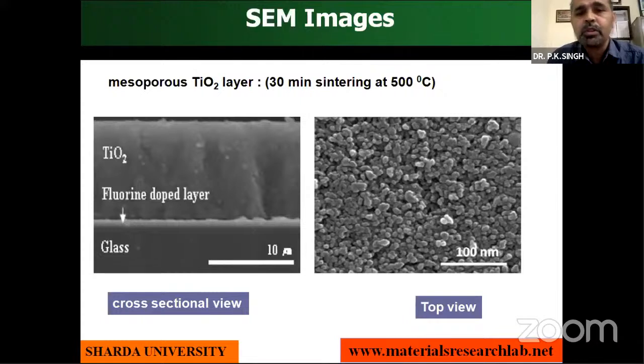Now I am going to show you a few characterization results related to the working electrode. This is an image of the working electrode doped with mesoporous, nanocrystalline TiO2. This is a cross-sectional view. This slide has nothing to do with the electrolyte; it is related only to the dye-sensitized solar cell working electrode. So you can see, sir?